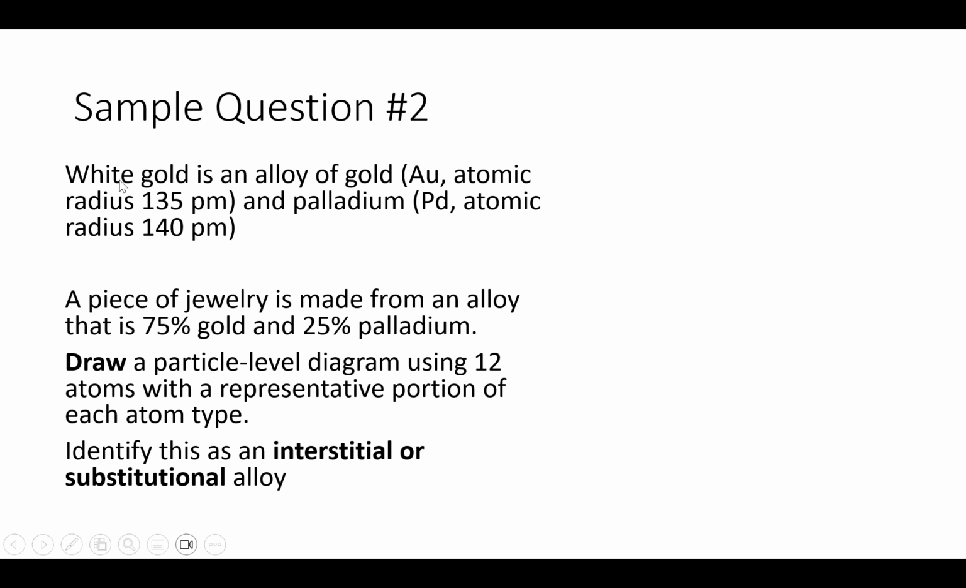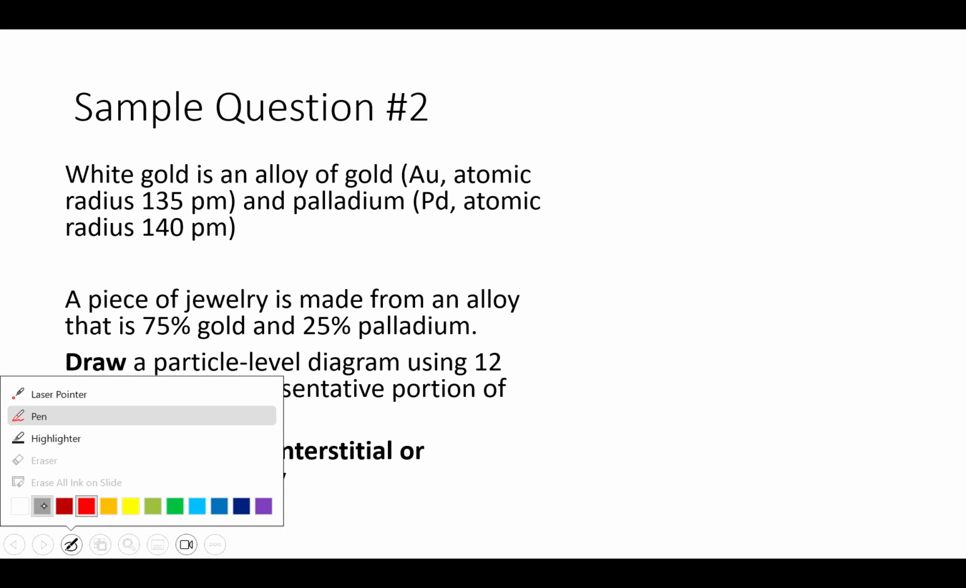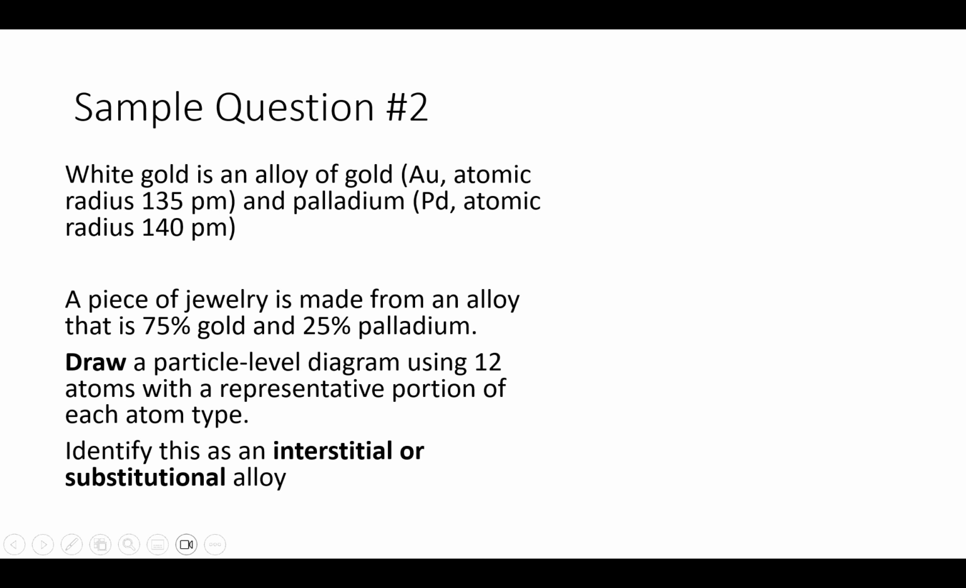So here's one where it says white gold is an alloy of gold, which has atomic radius of 135, and palladium, atomic radius of 140. A piece of jewelry is made from an alloy that's 75% gold and 25% palladium, and you're being asked to draw this. So we want to draw a particle level diagram using 12 atoms that match this representative portion here. So we want 75% of our atoms to be gold, okay? And then we want 25% of them to be palladium. So that means we want 3 of our atoms to be palladium, and then we want 9 of them to be gold.